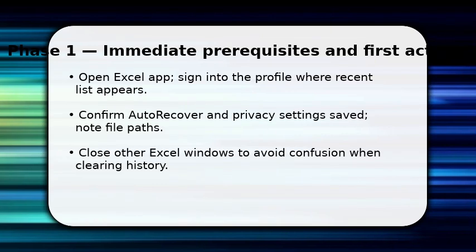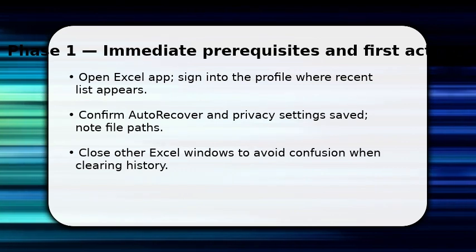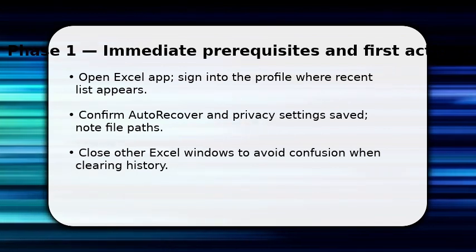You start by opening Excel and using the profile that shows the recent list. This ensures you're editing the correct history. Once done, make sure Auto Recover and Privacy settings are noted so you won't lose unsaved work. Close extra Excel windows to avoid clearing the wrong session.